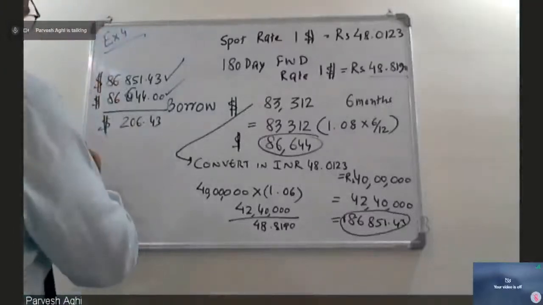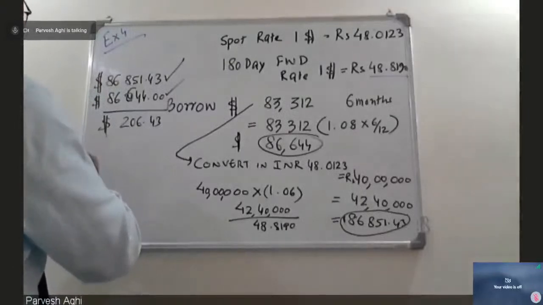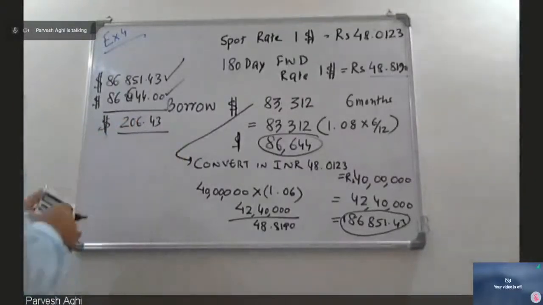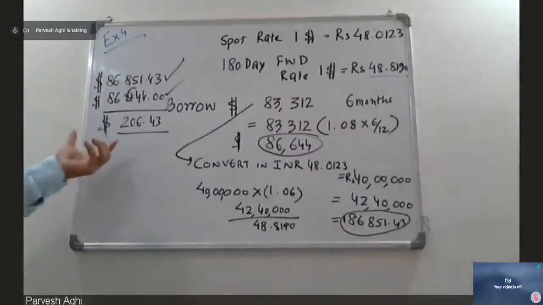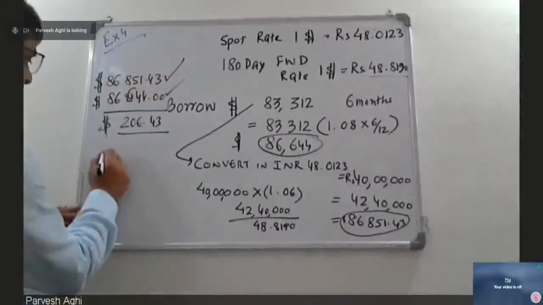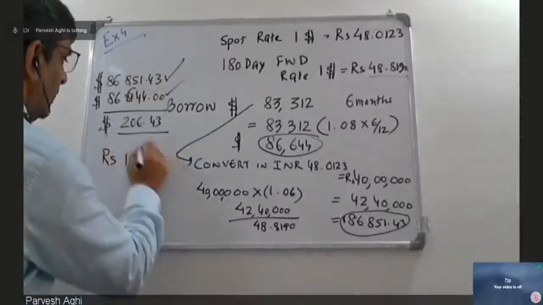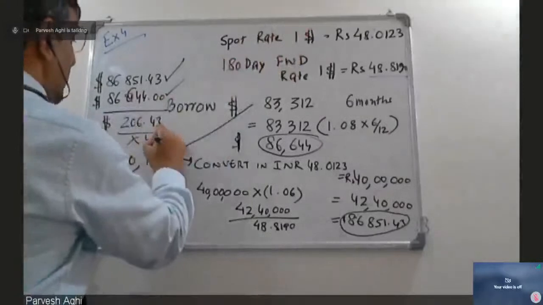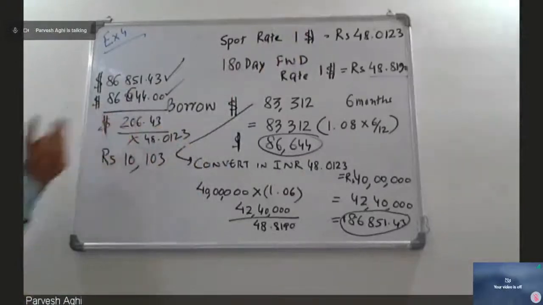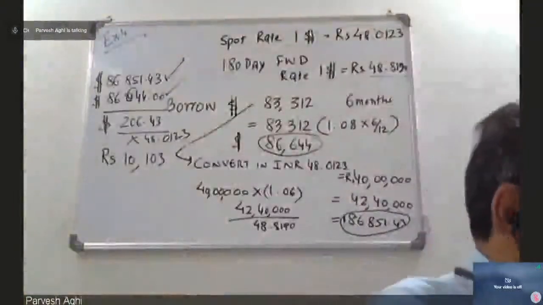I'll just recalculate. 86,851 minus 86... Oh. So I have got roughly these. Okay, so this is my gain. Fine. So I can convert that into the spot rate and find out what my gain is in rupees. If I do that, it will become rupees 10,103. So this needs to be multiplied by 48.0123. Fine, so this is the gain. As of now, I believe I'll be getting as per the spot rates. Hope you have understood.